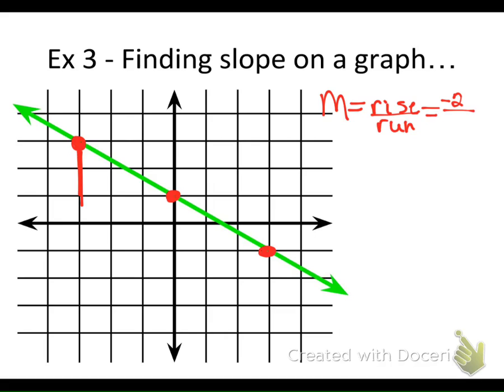Then my run, how far am I counting over for my run? 2, 3. 3. So what's my run? Negative 3. Nope, not negative. It's a positive 3. So it's just negative 2 over 3. Now, the only time your run would be negative is if you're going to the left, just like a number line. Oh, I'm tripping. Okay?